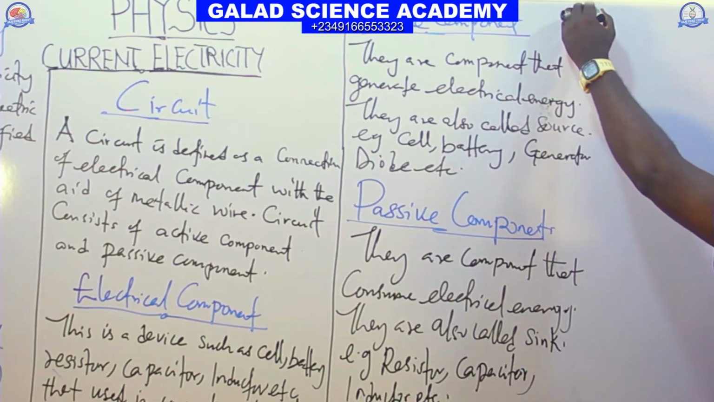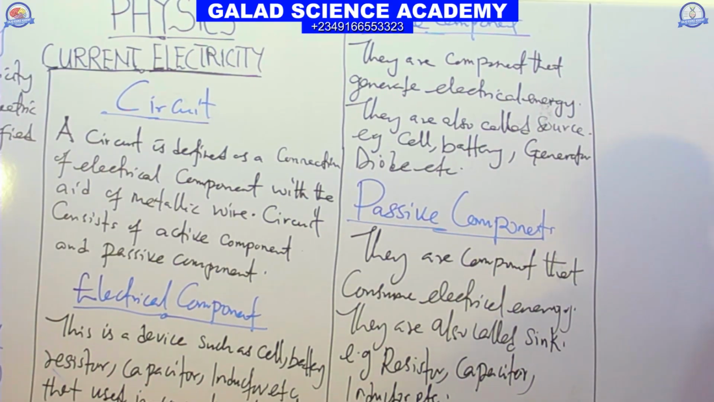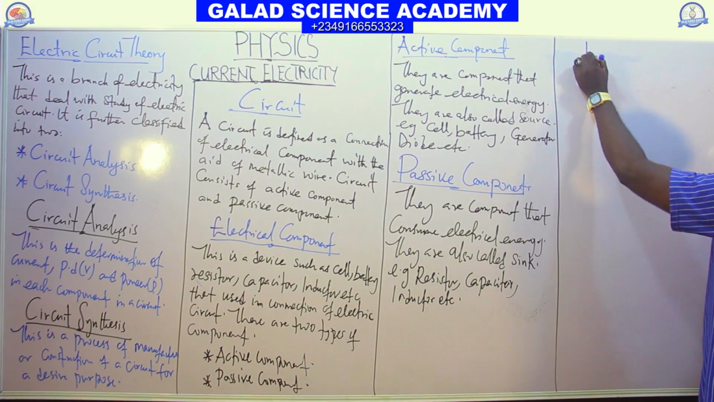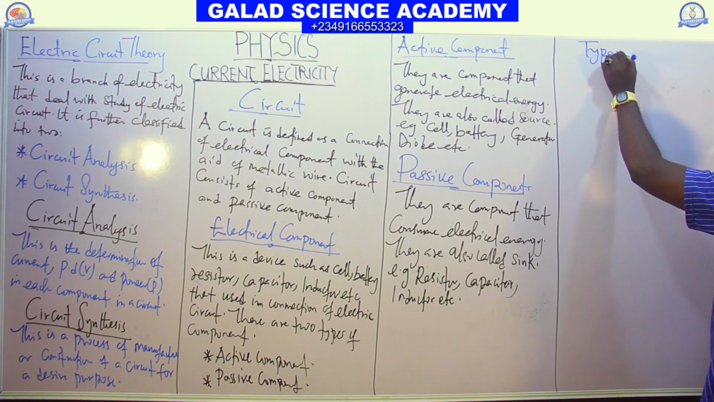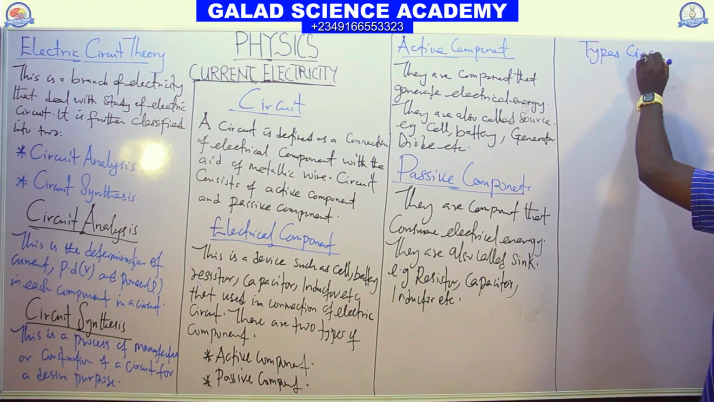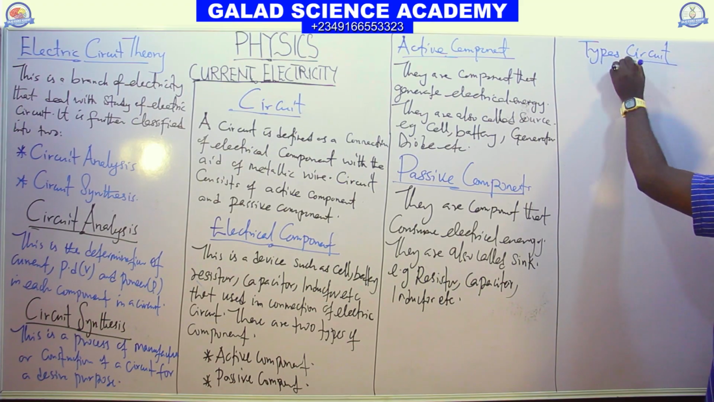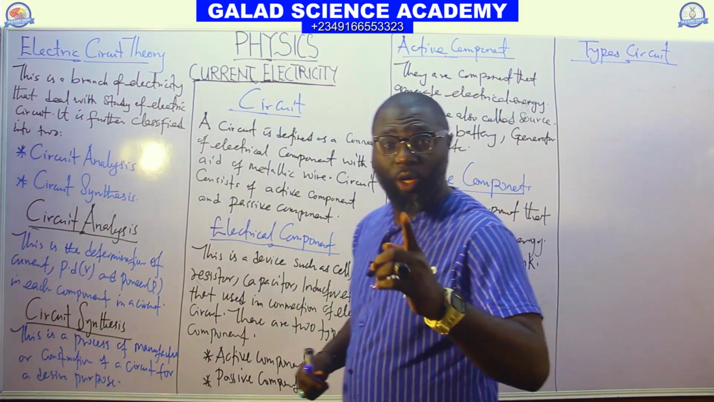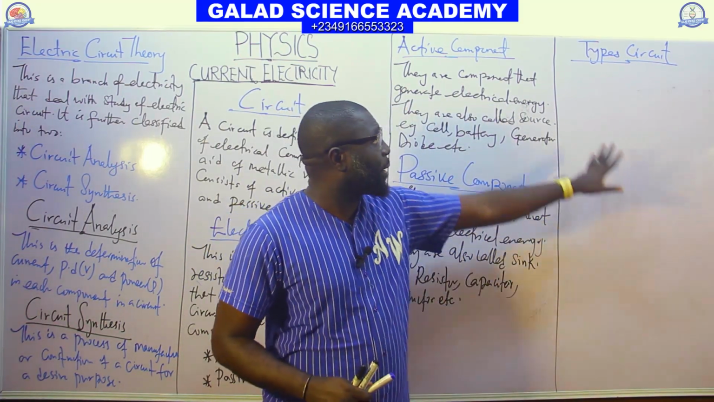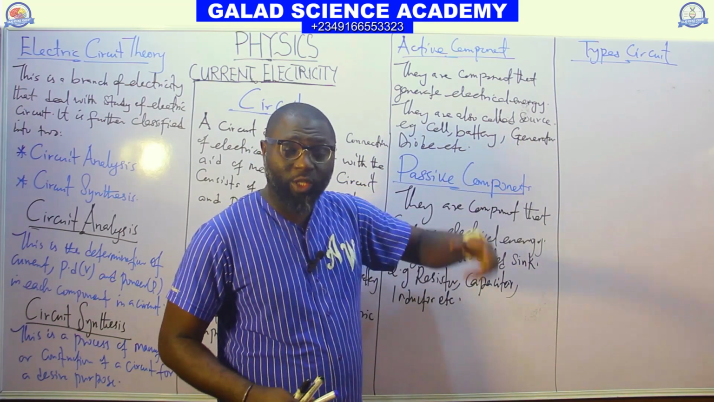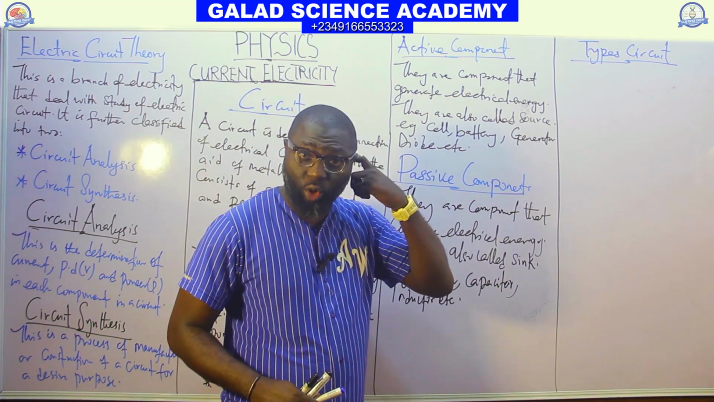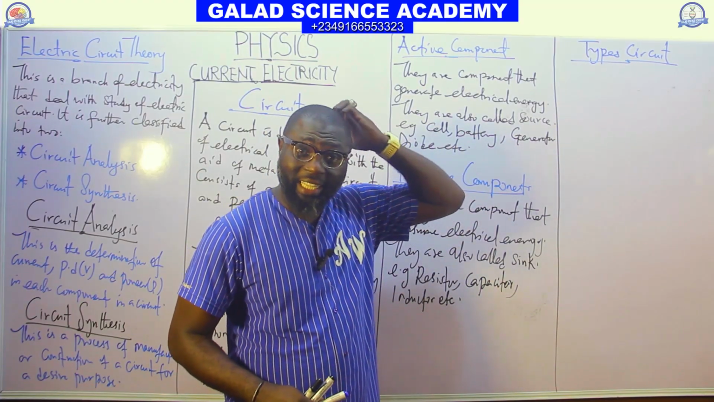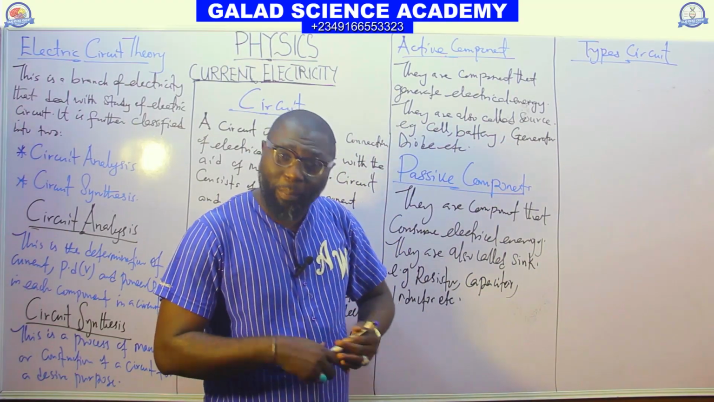Let us look at the types of circuits. There are two types of circuits. Circuits can be grouped into two based on their electric source. So we can classify electric circuits into two parts based on their source.